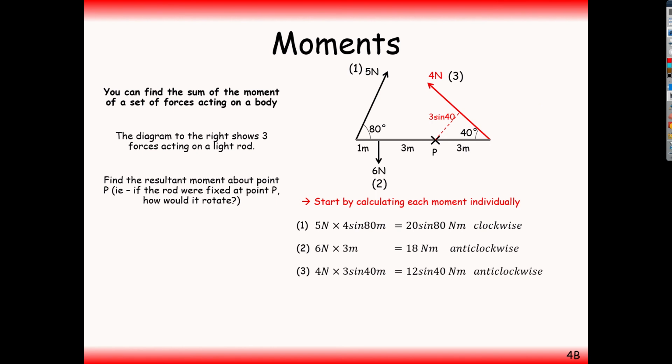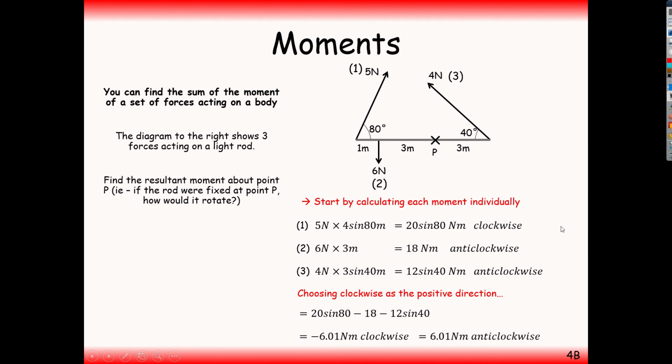And then summing them all up together, clockwise is what we're going to take to be positive. That's going to produce the biggest positive moment. So positive, negative, negative, minus 6.01 Newton meters clockwise. But that's equivalent to, to avoid the negative, we can write it as 6.01 Newton meters anti-clockwise.